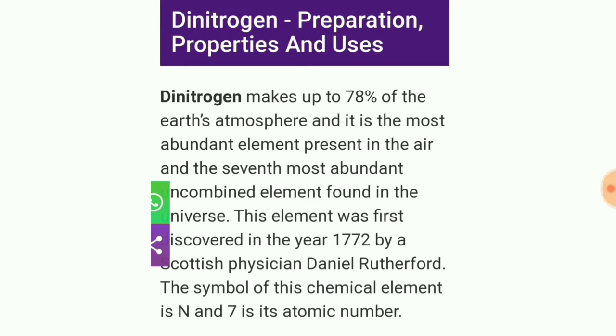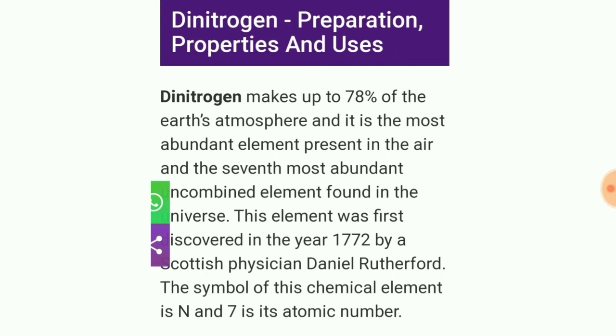As we know, dinitrogen, nitrogen, exists as a diatomic molecule and it makes up about 78% of the Earth's atmosphere and is the most abundant element present in the air. It is the seventh most abundant uncombined element found in the universe.